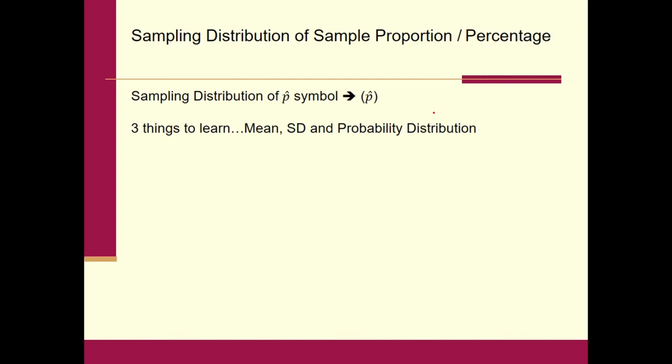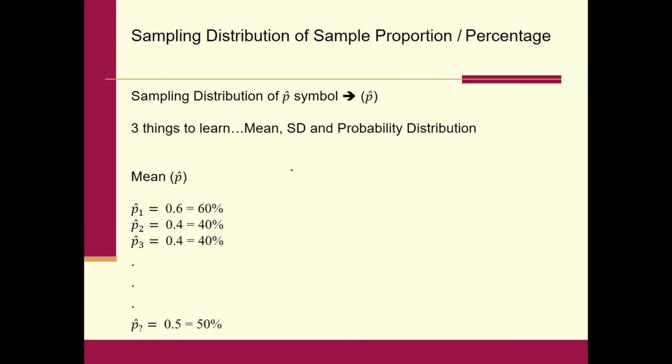So we want to learn three things about any sampling distribution. First one is its mean. Second one, its standard deviation. The third one, its probability distribution. So let's start with the mean of the sampling distribution of p-hat. This sometimes confuses students, but it's actually a simple concept.